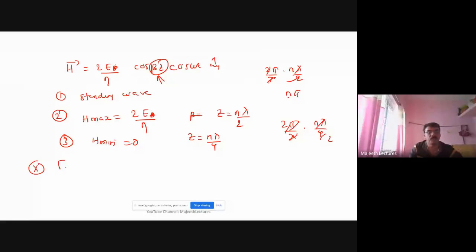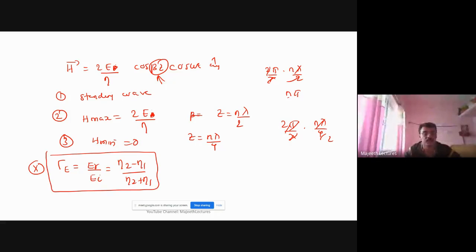Reflection coefficient of electric field in free space, normal incidence. That is given by ER by EI is equal to eta 2 minus eta 1 divided by eta 2 plus eta 1. What is this? The reflection coefficient of an EM wave at a conducting body. What is reflection coefficient? Out of how much electric field incident, how much is reflected? That is given by eta 2 minus eta 1 divided by eta 2 plus eta 1.